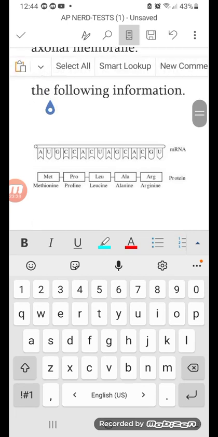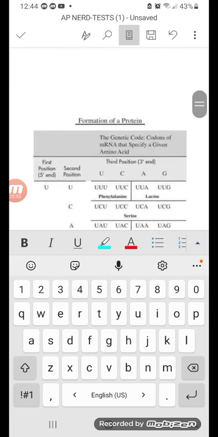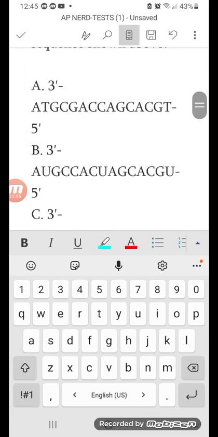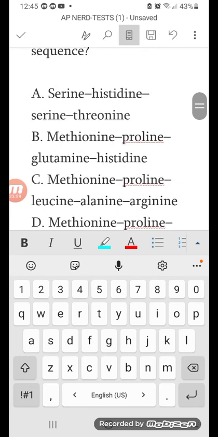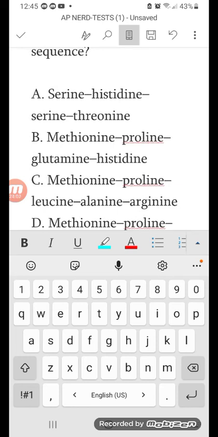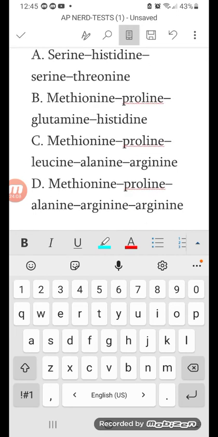After methionine, the U after methionine is, if you look above leucine, this is the first U after methionine. So they are saying that this is where we're going to have a frame shift. So methionine will be normal, proline will be normal. Everything after this one will have a change. The answer should be serine, it's not even included. Methionine, proline, glutamate, histidine. Methionine, proline, leucine, alanine, arginine. Methionine, proline, alanine.